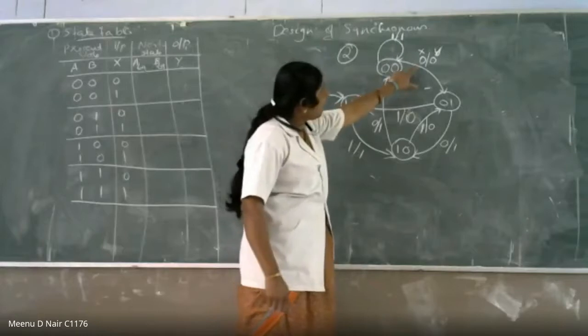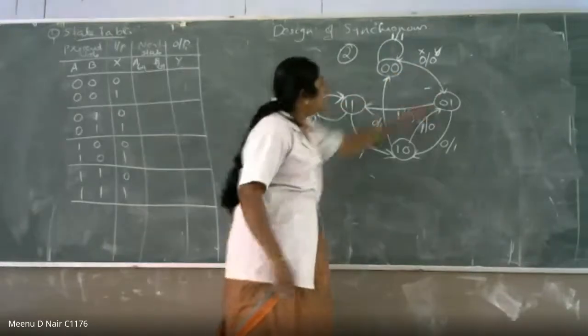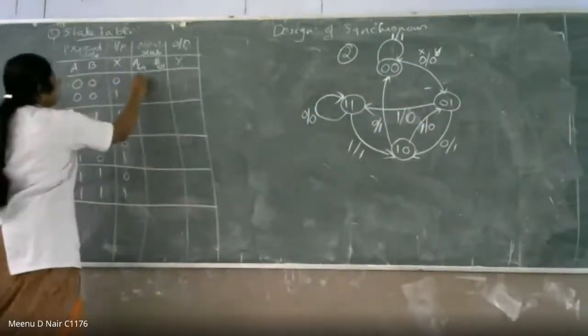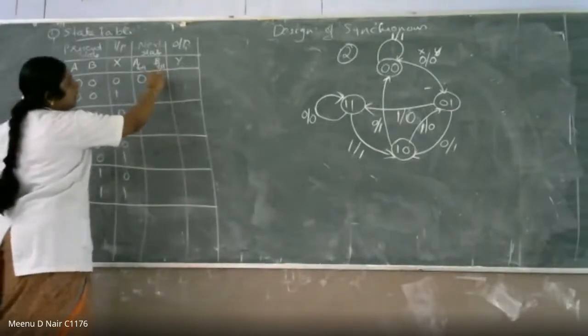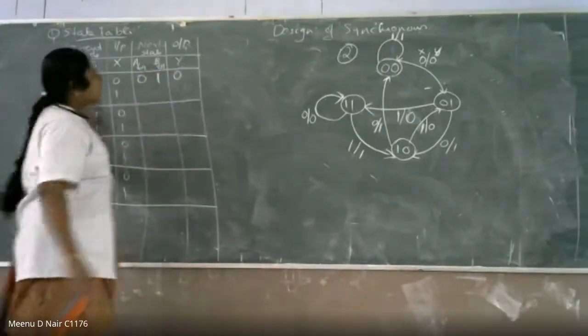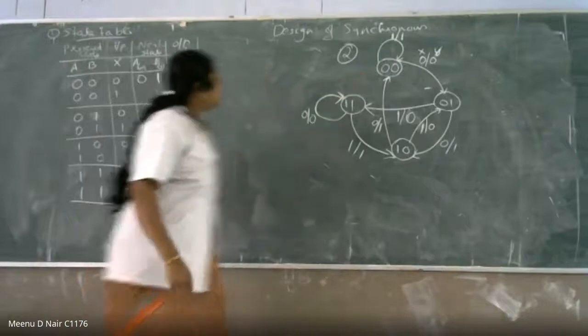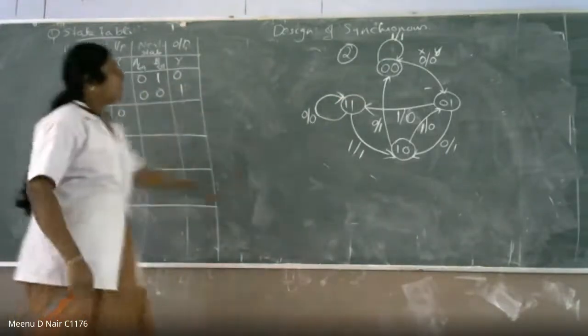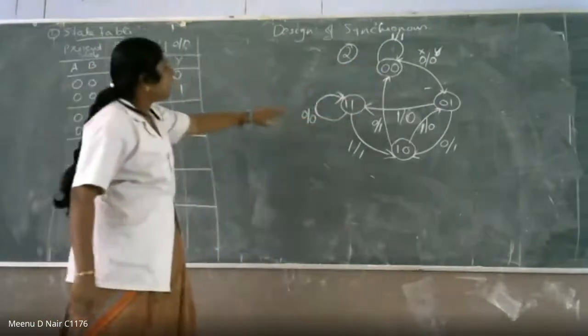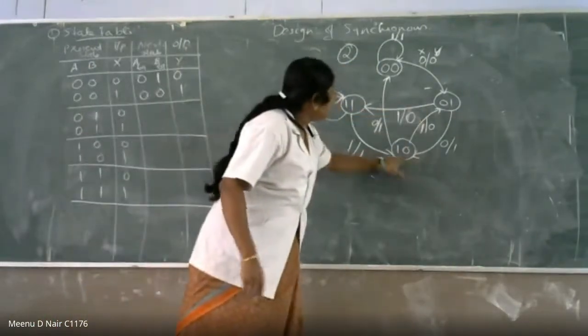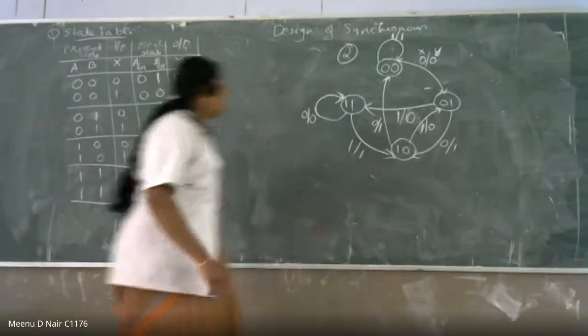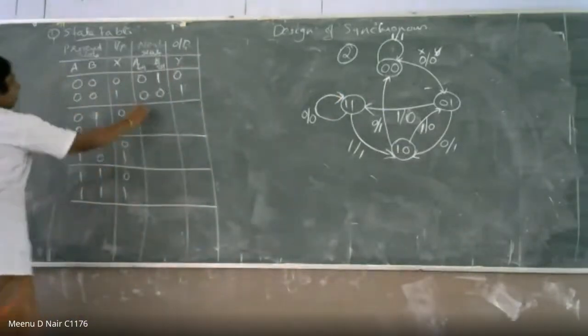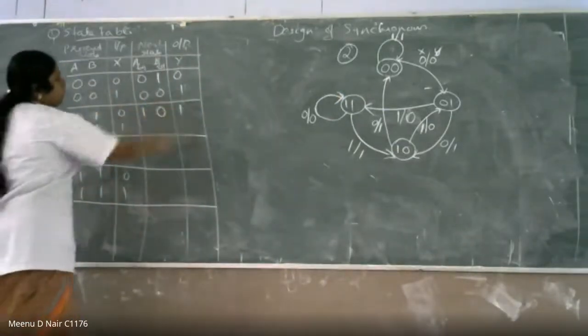If it is giving 0, it will move to 0, 1 with an output 0. Then what about 0, 0, 1? 0, 0, 1 will be in 0, 0 with an output 1. Then 0, 1 is moving to 1, 0 with an input 0, output 1.